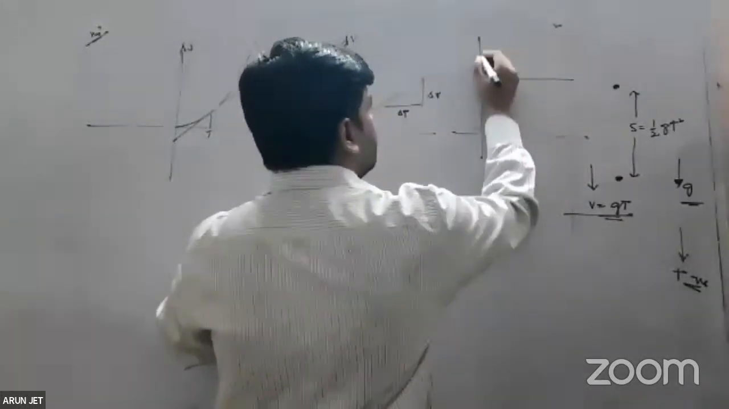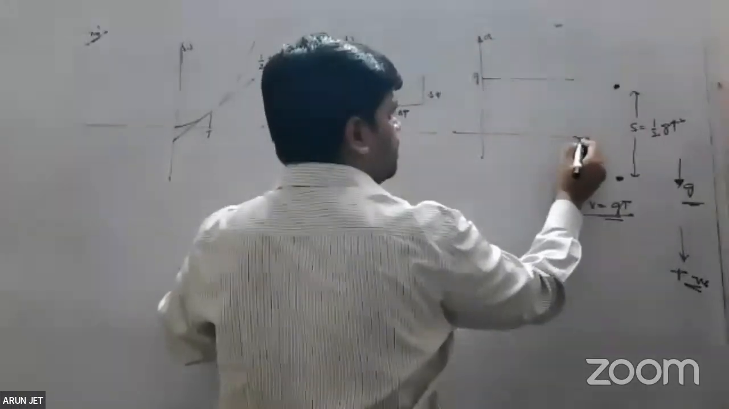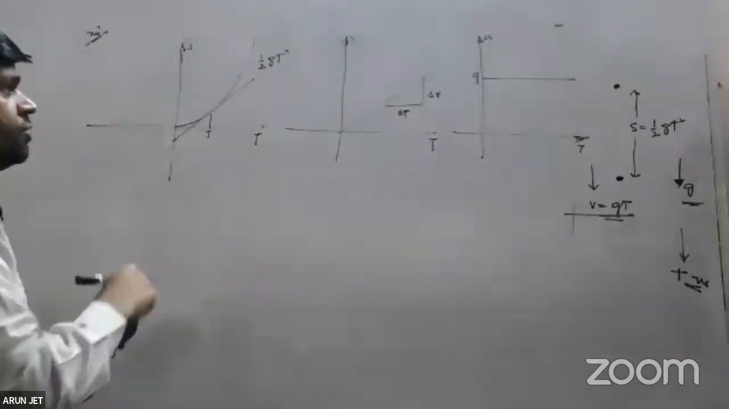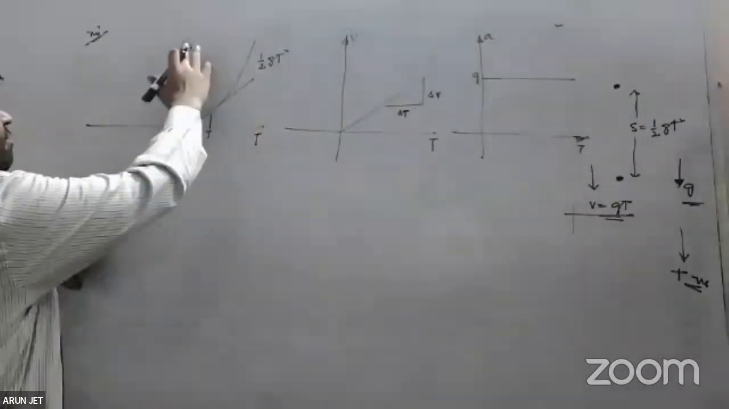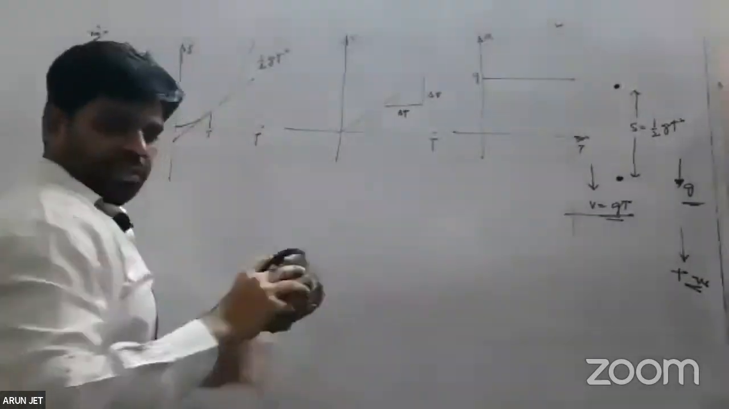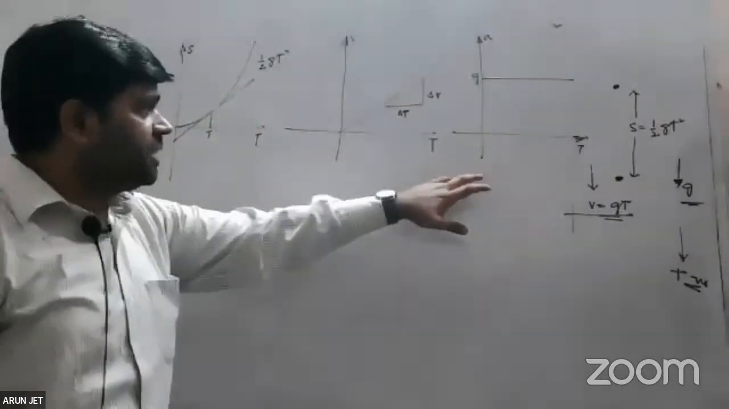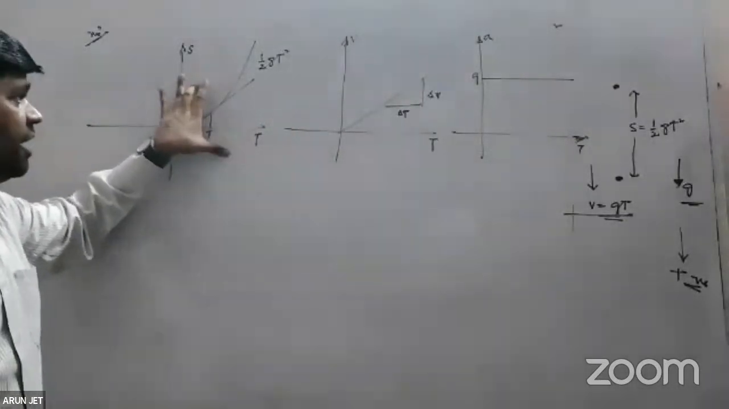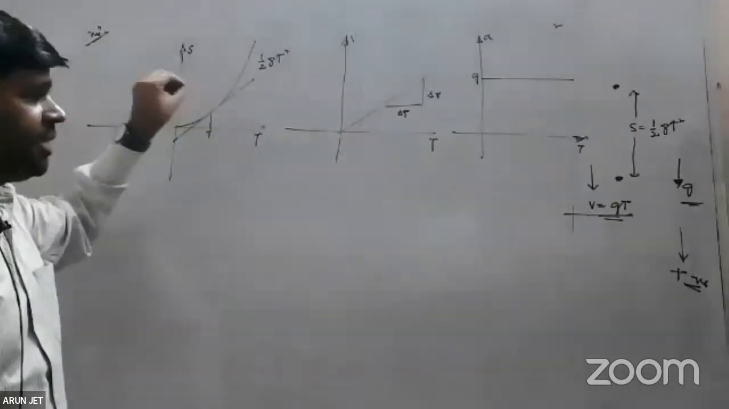I get a constant line g, so acceleration and time t. Look at this: the slope of the s-t curve gave me v, and the slope of the v-t curve gave me a. That means information about the velocity and acceleration is hidden in the s-t curve. In displacement itself, I have my velocity and acceleration embedded.